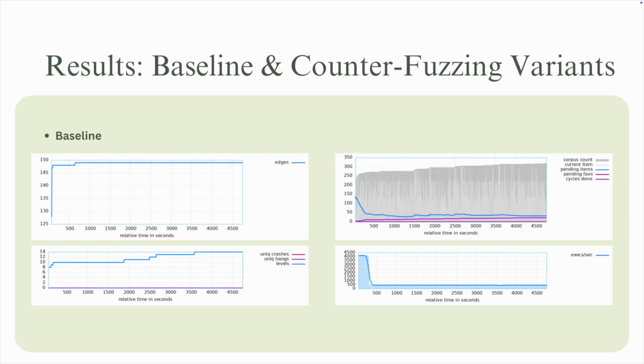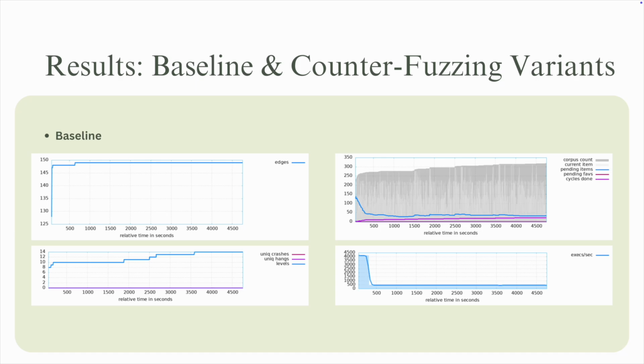And the top right panel shows the corpus and pending inputs. The gray area is the total number of inputs saved, and the blue and purple lines represent pending and favored inputs. Here, the fuzzer is actively collecting, mutating, and testing new inputs to expand coverage.